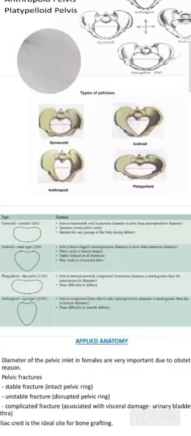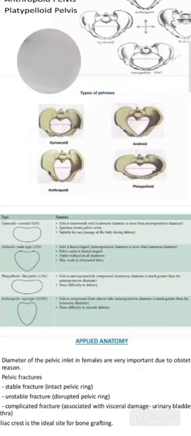Here the inlet is transversely oval, that is, the transverse diameter is more than the anterior-posterior diameter. So it is a wide pelvis with less anterior-posterior diameter. Now there is spacious room inside the pelvic cavity, and this type of pelvis is suitable for easy passage of the baby during delivery. So this is the gynecoid type.